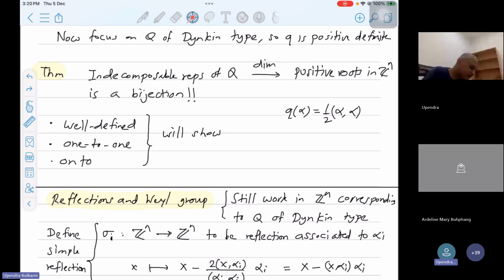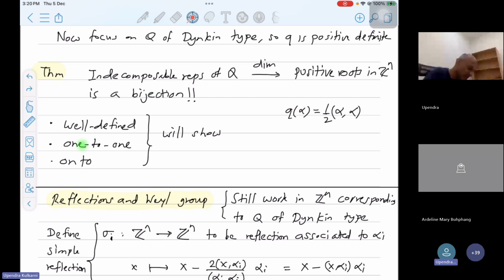And I will do this by proving something much more. So this is the claim, which is that if I take indecomposable representations of Q and I simply take the dimension vector of that, so for every indecomposable, I simply take the dimension vector, I claim that I will get a positive root of the corresponding root system. So I have to show that this map is well defined. And in fact, I claim that this is a bijection.